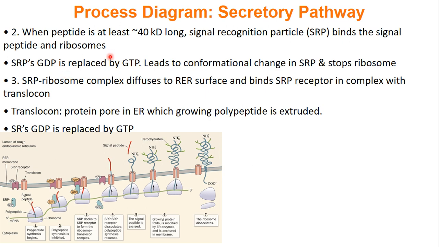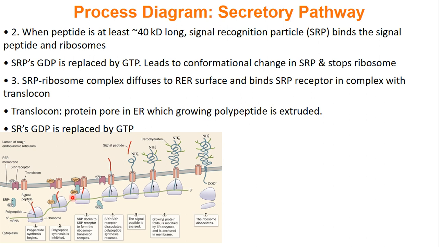Now, when the peptide is roughly 40 kilodaltons long, the signal recognition particle, SRP, will bind the peptide in the ribosome. During this process, the SRP's GDP will be replaced by GTP. When this happens, you'll have a conformational change in the SRP, and that will stop the ribosome from making any more of the protein.